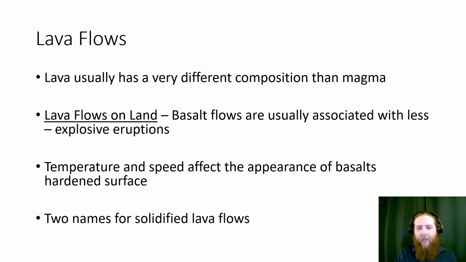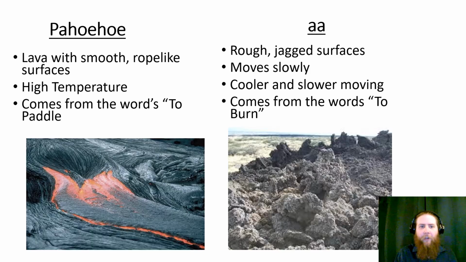And we have two names for solidified lava flows. The first is Pahoehoe. This is lava with a smooth, almost rope-like surface. It's very, very high temperature. It comes from the Hawaiian word to paddle. In contrast, A'a is a rough, jagged surface lava that moves much slower. It is cooler, and so moving slower, it's more viscous. It comes from the Hawaiian word to burn. It covers these jagged, rough structures, where the other one is this smooth, rope-like structure.